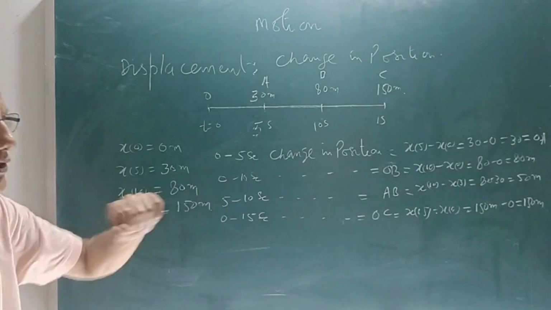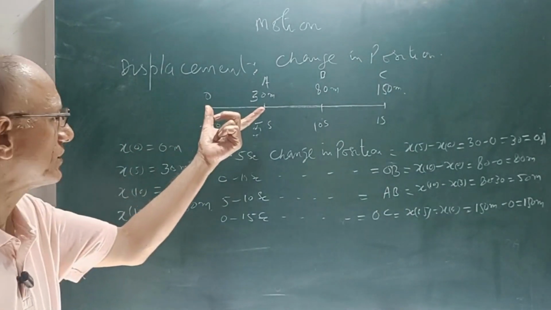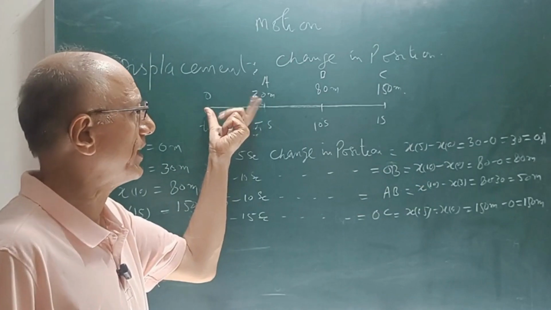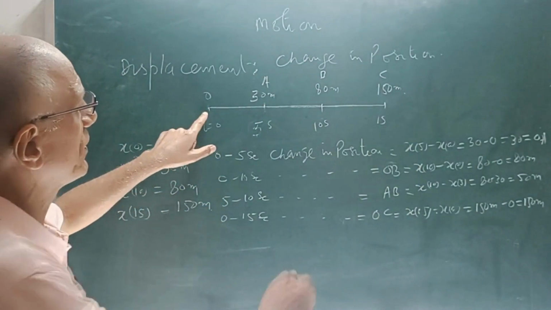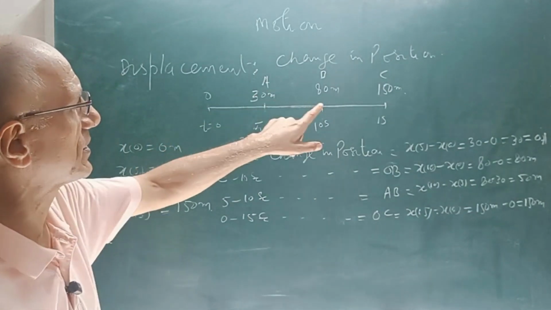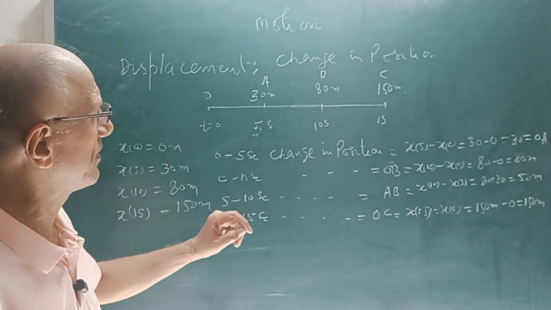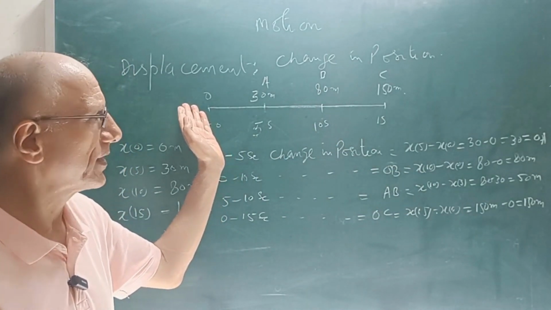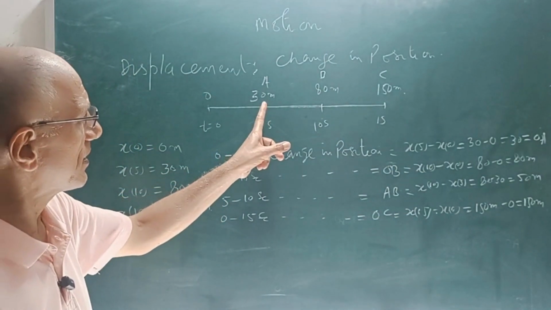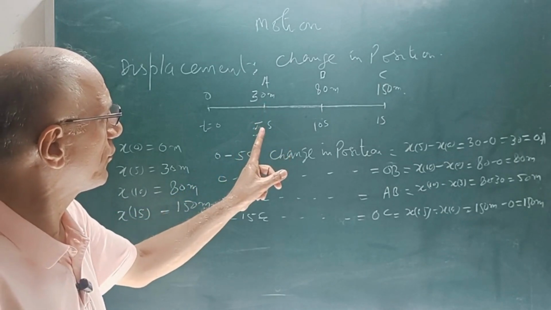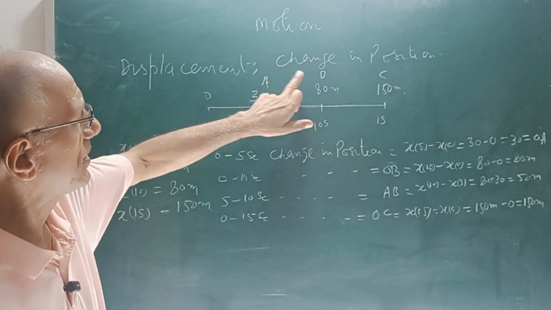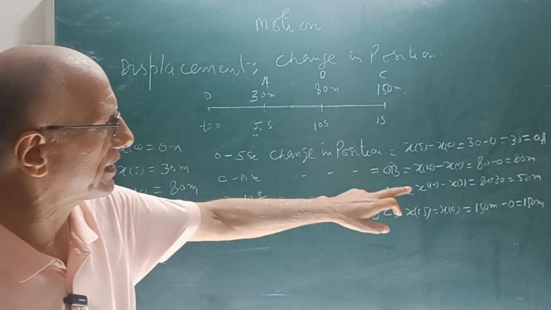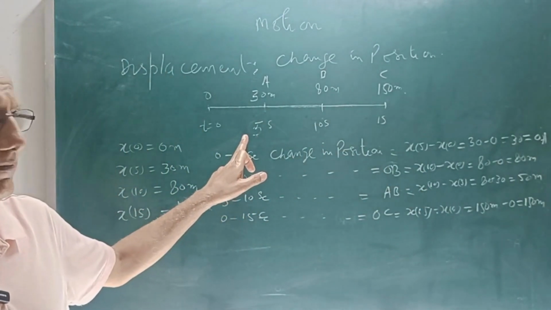So what is this change in position? How much position was changed here? It was 30 minus 0, that means this distance OA. What was the change in position from this to this? That time this is the distance OB, that is 80 meter, position at 10 seconds minus position at 0 seconds. Similarly, what was the change in position during 5 to 10 seconds? It was AB, and AB is 80 minus 30, the position at 10 seconds minus position at 5 seconds.